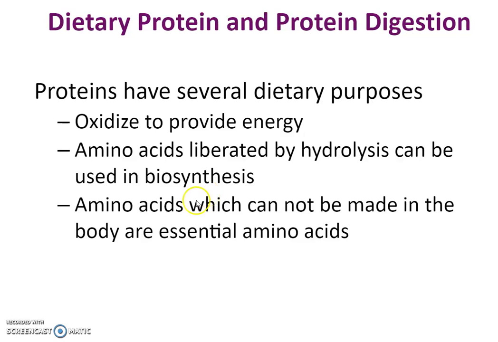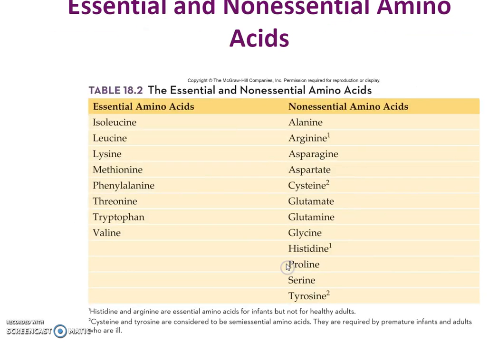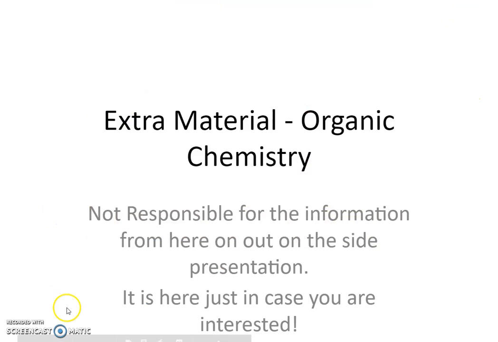The amino acids which cannot be made in the body are essential amino acids. You have to get those from your diet in order to make your proteins. So these are the essential amino acids, meaning you have to eat these. These are the ones that your body can synthesize on its own. So that concludes our discussion of proteins.